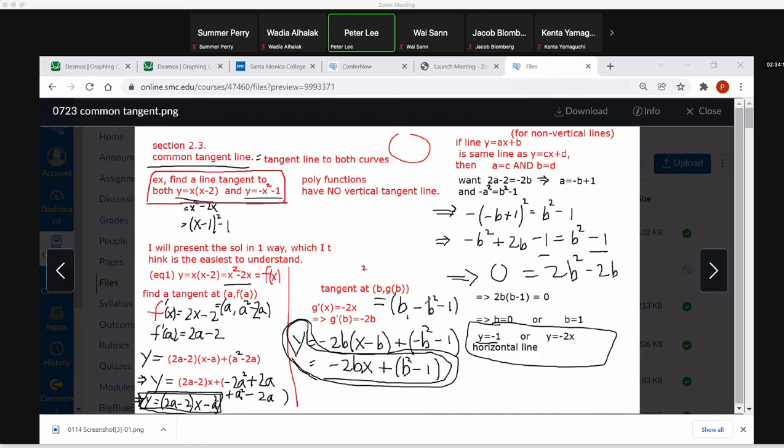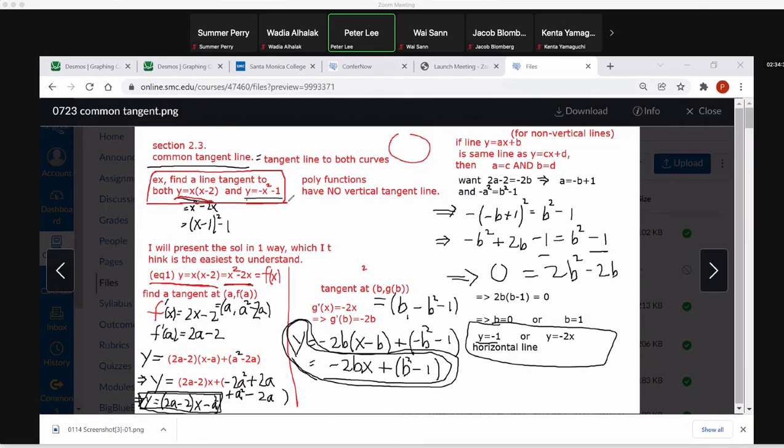Now, how do you do this problem here? Well, now let me present you how you're supposed to do the problem, okay? First we have 2 curves. We have y equals x times (x minus 2), which is x squared minus 2x. And then we have another curve here, g of x.